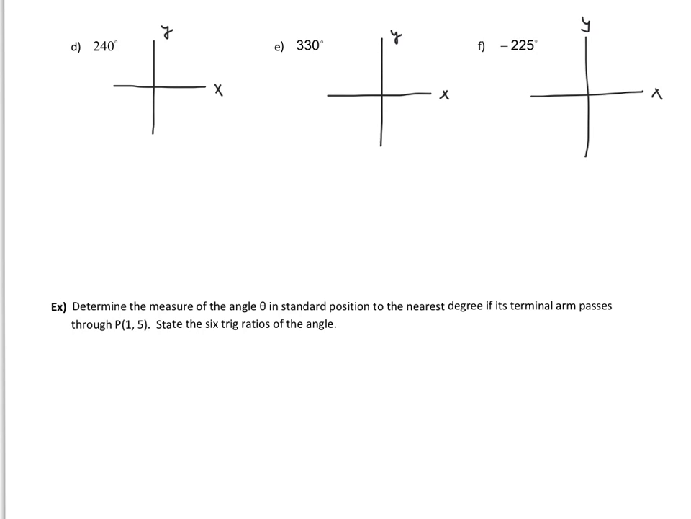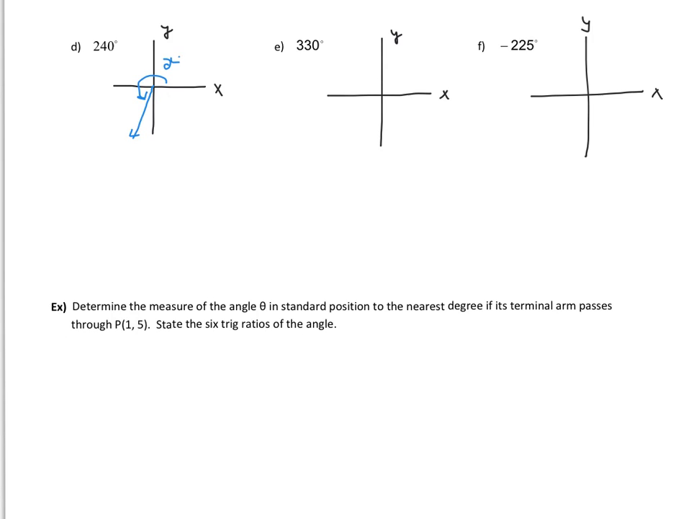Okay, if I graph 240 degrees, I know that if I took 180 degrees away from that, that gives me 60 degrees. So really my angle is 60 degrees beyond the 180. So I've really just calculated my related acute angle here.